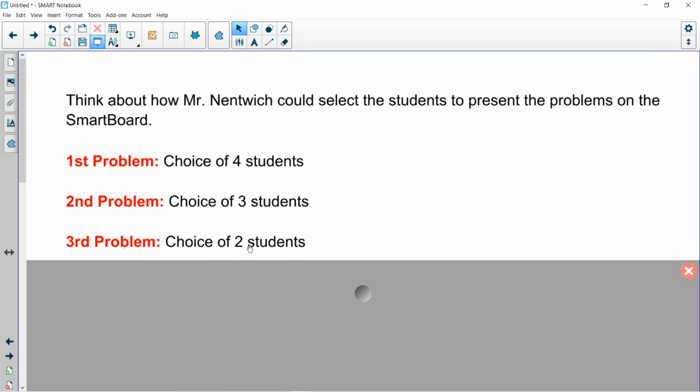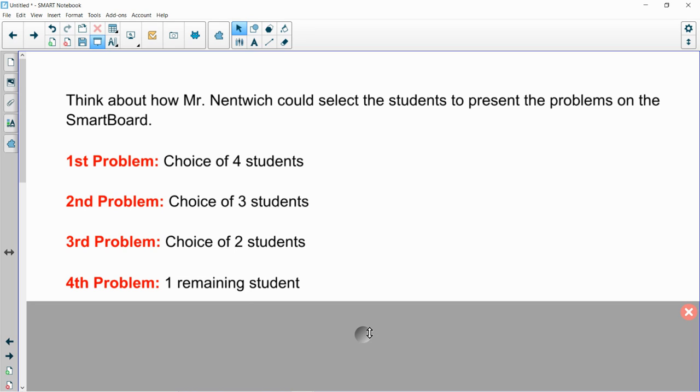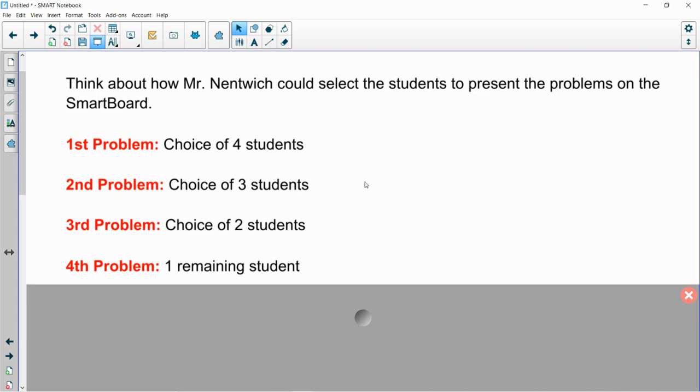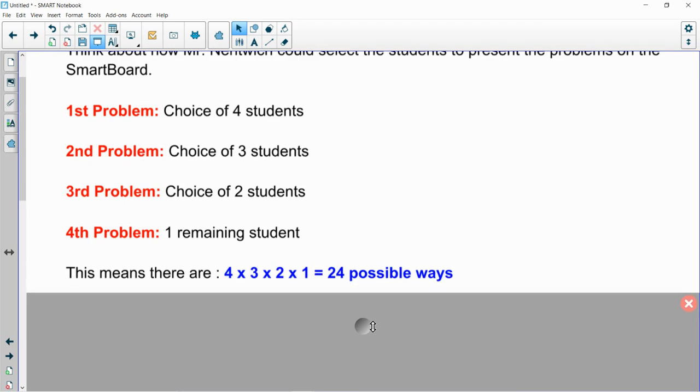Now there's 2 students left. He has a choice of one of the 2 students there. And finally, when that student puts the third problem on the board, there is 1 student remaining. So with each student that he selects, he reduces the number of students available for the next problem by 1. That makes sense. So what does the counting principle tell us?